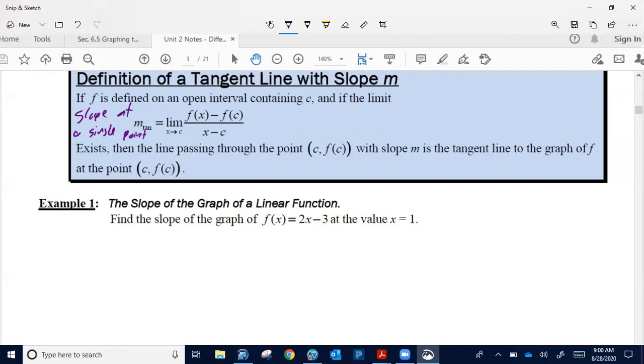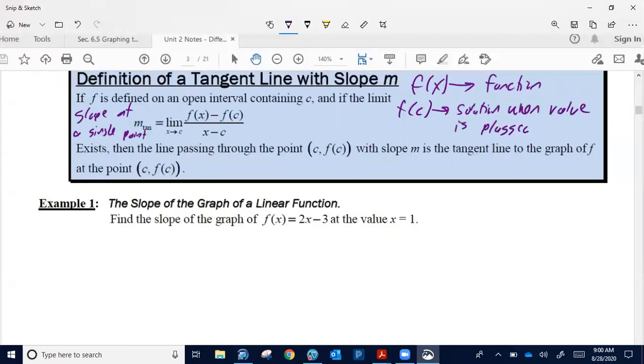Now these different pieces, what do they mean? Well, f of x, that's your function. F of c, that's the solution when the value is plugged in. And then c, that's the specific value where the tangent line is happening.